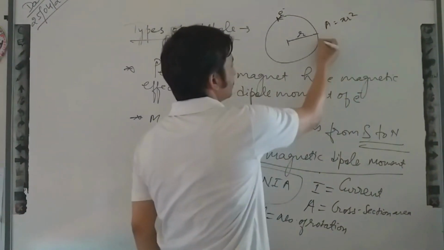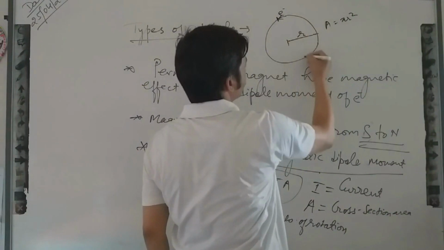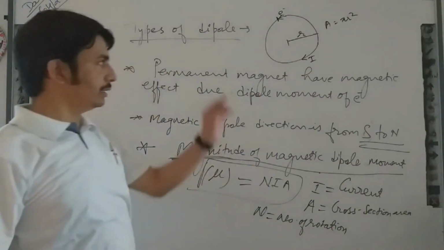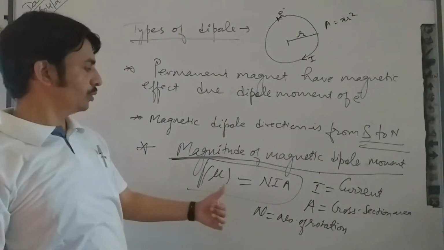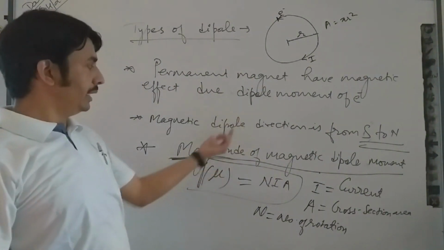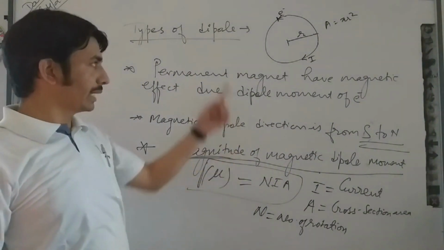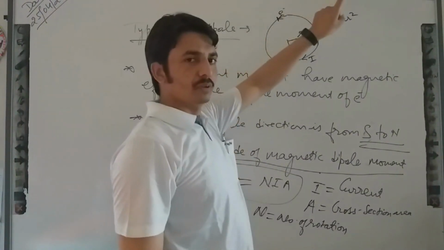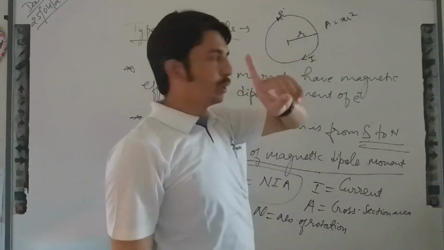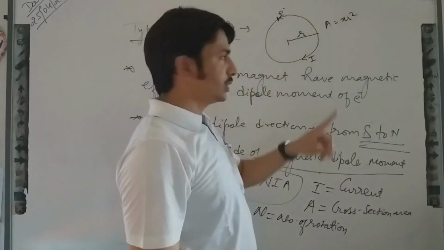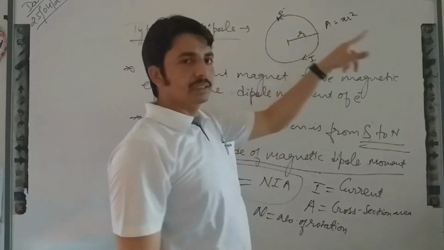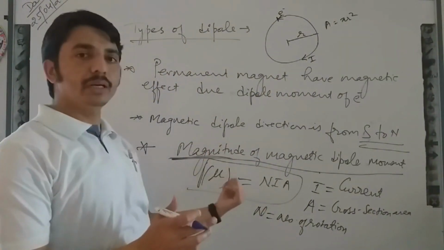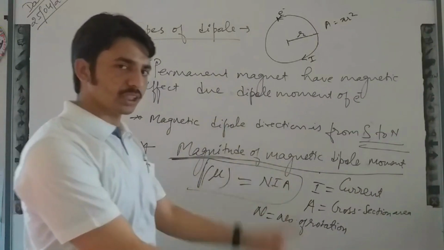And what amount of current is moving? If we consider I the current that moves in this circular loop, the magnitude of the magnetic dipole moment equals n, the number of rotations completed by this electron, which is 1, times the area pi r square, which depends on r, times I, the amount of current. So the magnitude depends on which factor? Current and cross sectional area.